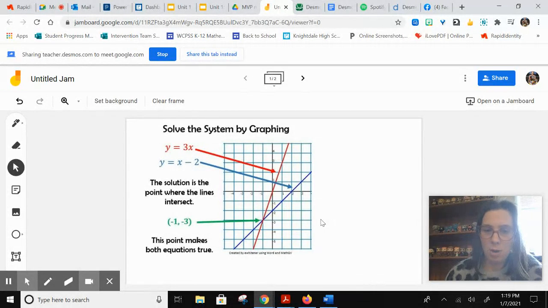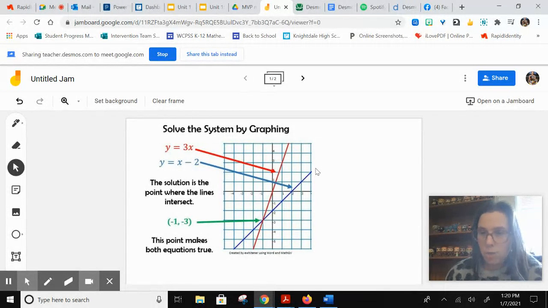I have an image here about what that means to graph. We have two different equations: y equals 3x, that's this red line right here, and y equals x minus 2, which is this blue line right here. When I say solve by graphing, that means we're going to graph both equations and find their point of intersection.